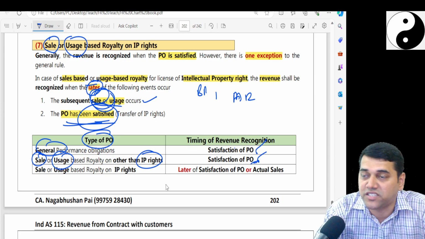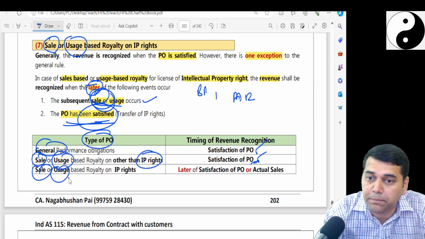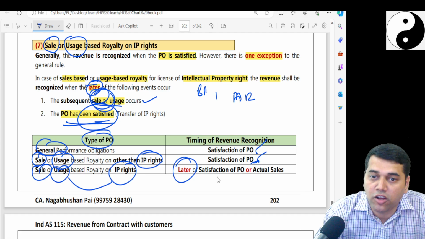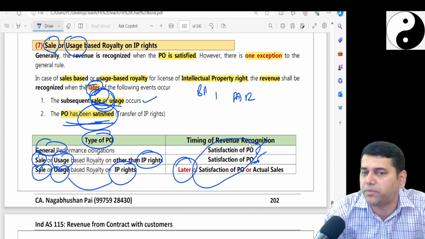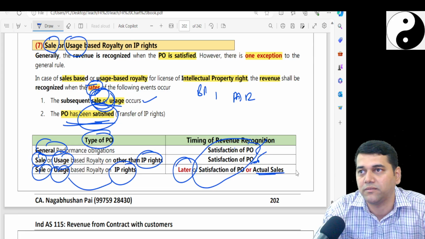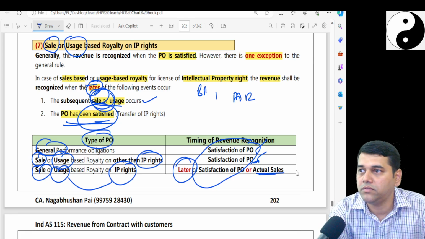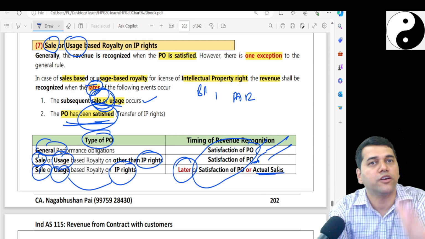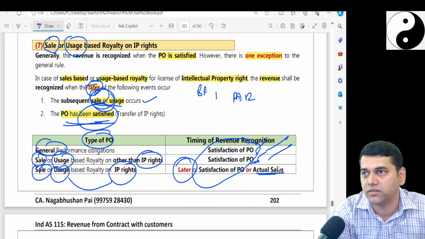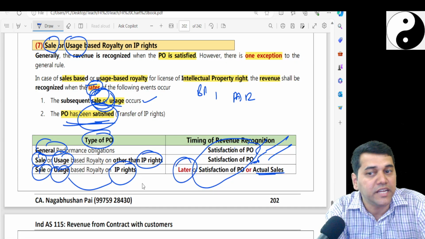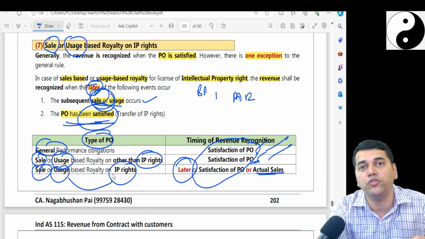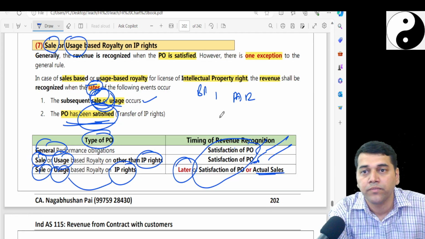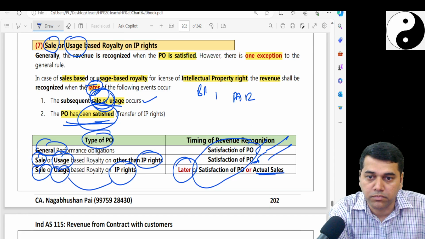But in the instance where a sale or usage based royalty is applicable for an IP right, then it will be the later of the normal thing, satisfaction of the performance obligation, or actual sales. Yes, now this is one exception. Otherwise, generally, this is the general rule. You recognize revenue when you fulfill your promise. But here, for an IP right variable consideration, you will recognize revenue when you fulfill the promise or when the actual sale happens, whichever is later.